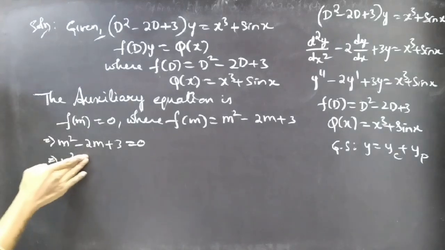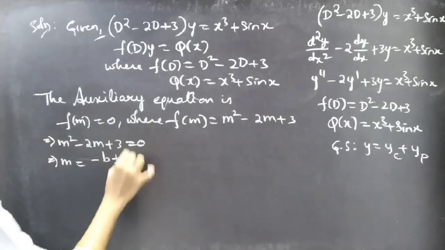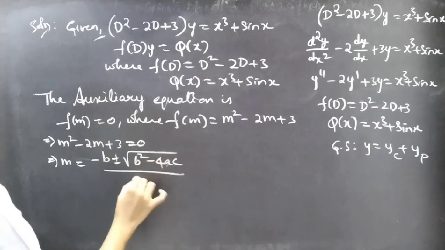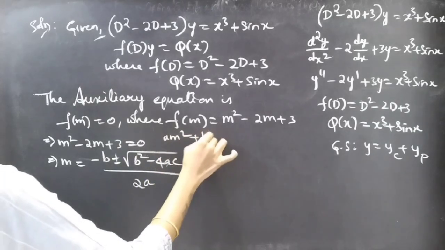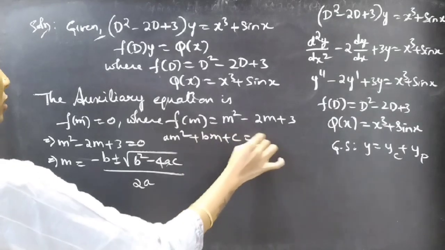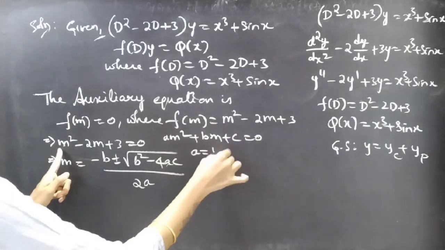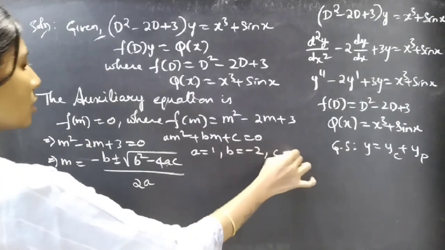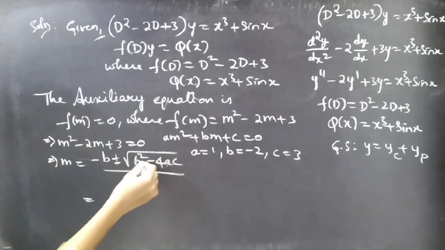Now we'll find roots to this equation using the quadratic formula: m = (−b ± √(b² − 4ac)) / 2a. Just compare it with am² + bm + c to find the values of a, b and c, where a, the coefficient of m², is 1, b, the coefficient of m, is −2, and the constant c is 3.